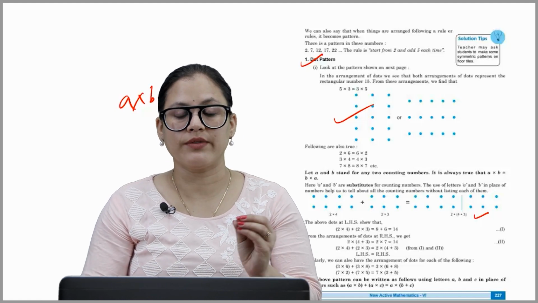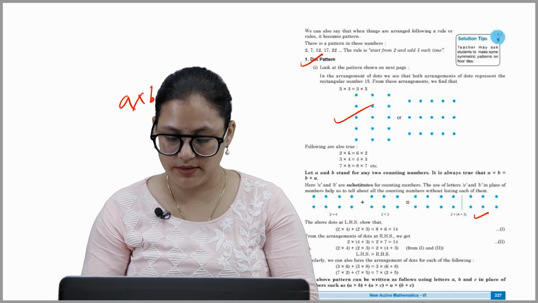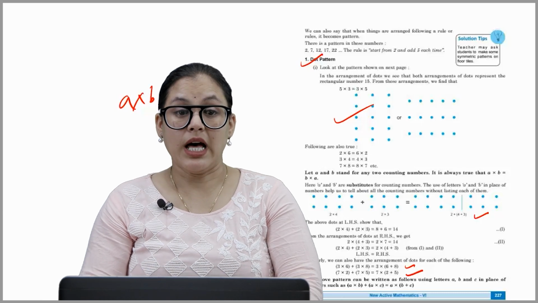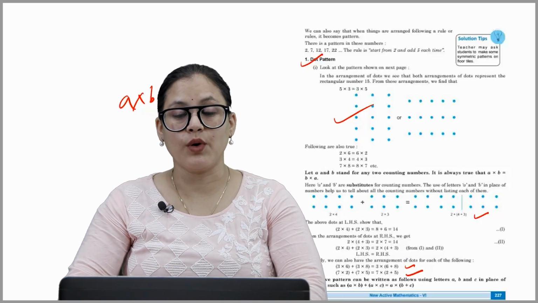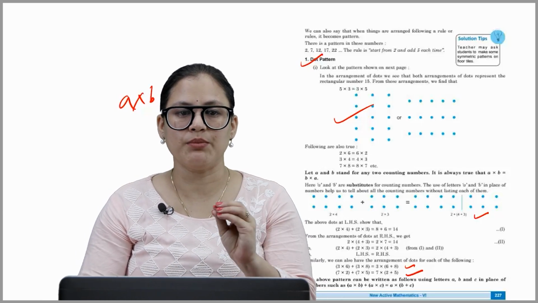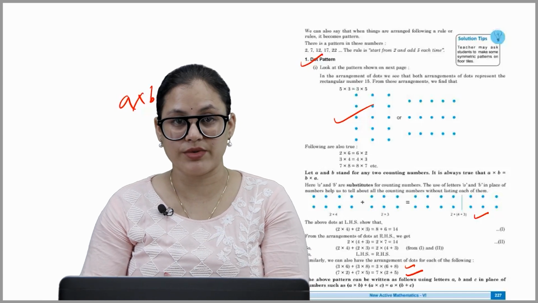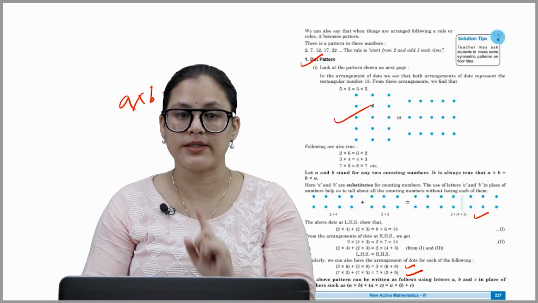Similarly, we can also have the arrangement of dots for each of the following, like this and this. The above pattern can be written as follows using letters A, B and C in place of numbers, such as A into B plus A into C is equal to A into (B plus C).